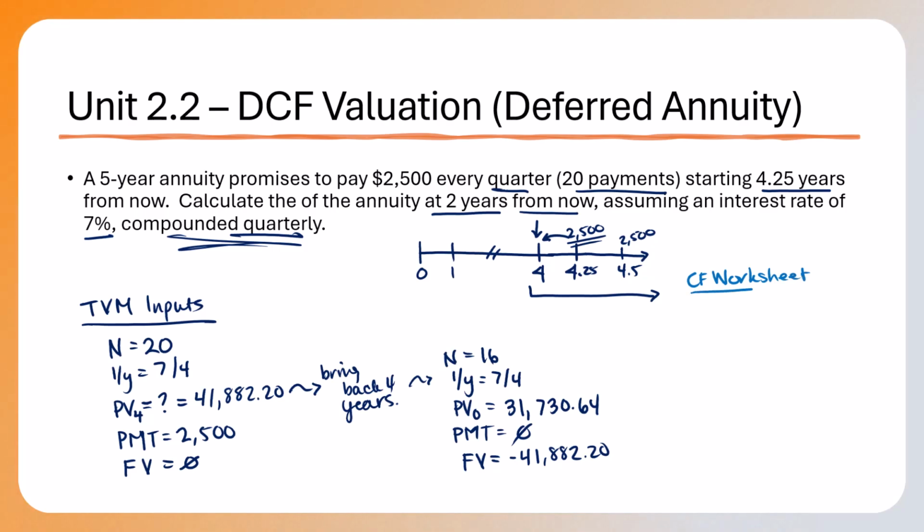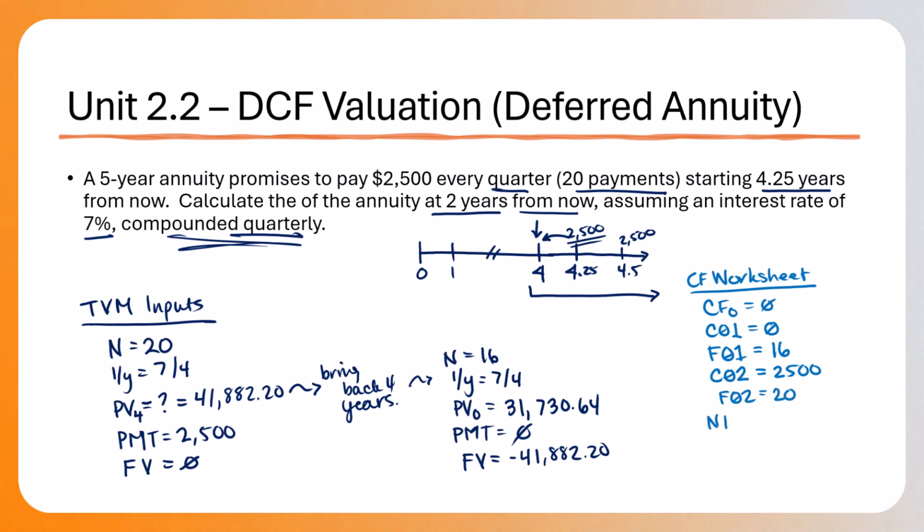Let's think about what that would look like. Our CF0 would still be 0. Our C01 would be 0, but the frequency of that would be 16. It's going to have 16 zeros. We're deferring these payments out into the future. My C02 then is 2,500, and we know that that repeats exactly 20 times.